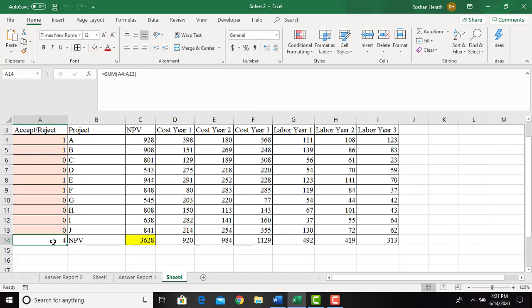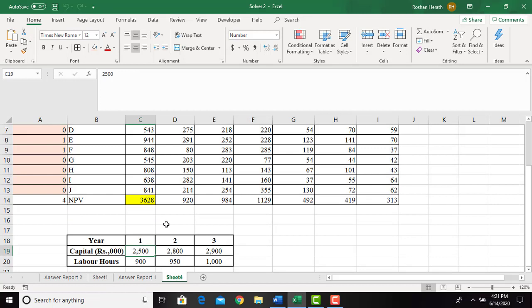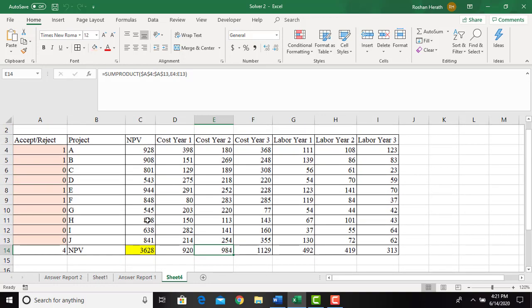The question specifically says that they can only handle 4 projects. Depending on the management time and other aspects, they can in maximum accept 4 projects. So that would be the crucial determinant. If they had the ability to go for more, they have enough money. In the first year they have 2500, and they have used only 920. Second year the same. They have adequate money, adequate labor hours, everything. The only thing they are lacking is management time. Management does not have the time and capacity to manage more than 4 projects. In maximum, they can handle 4 projects.